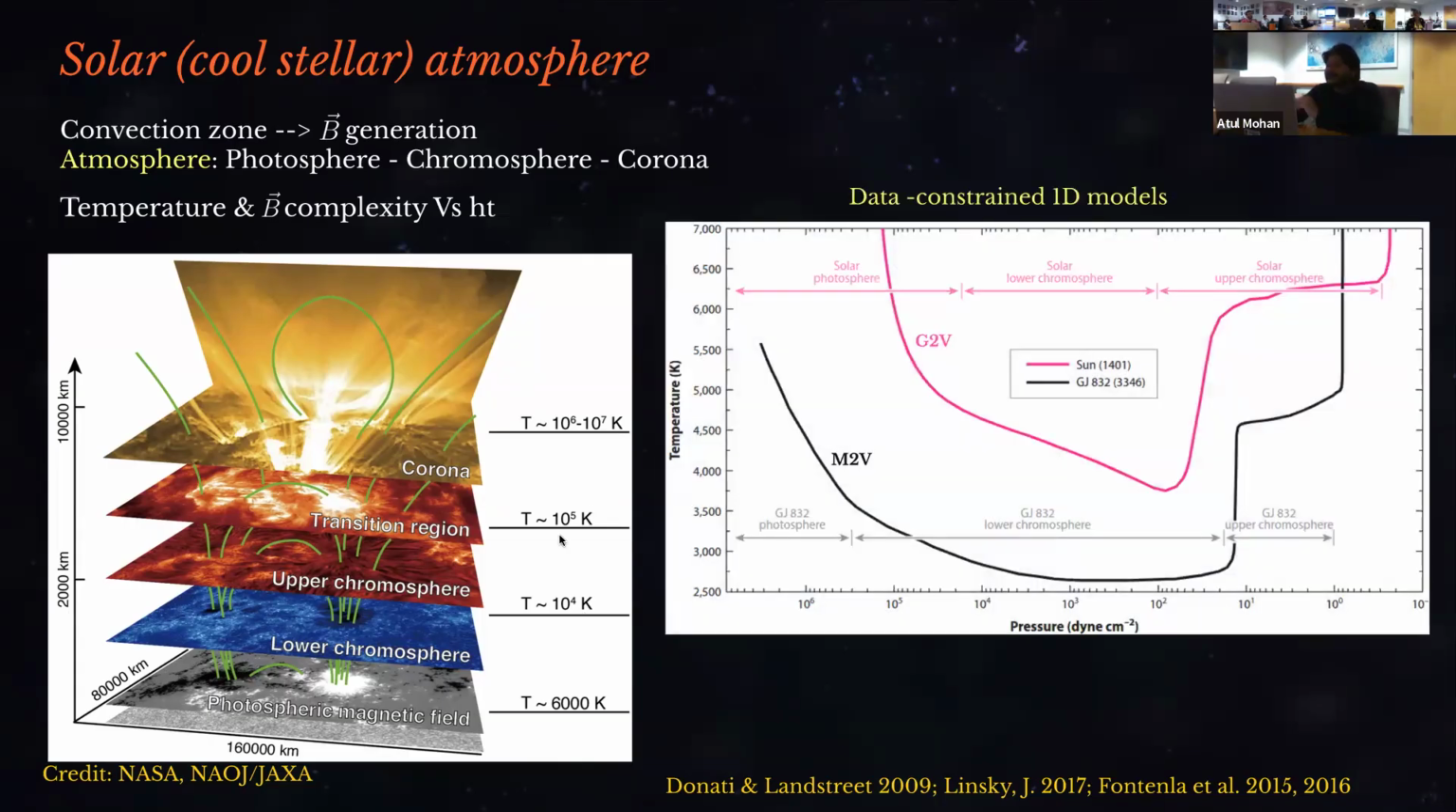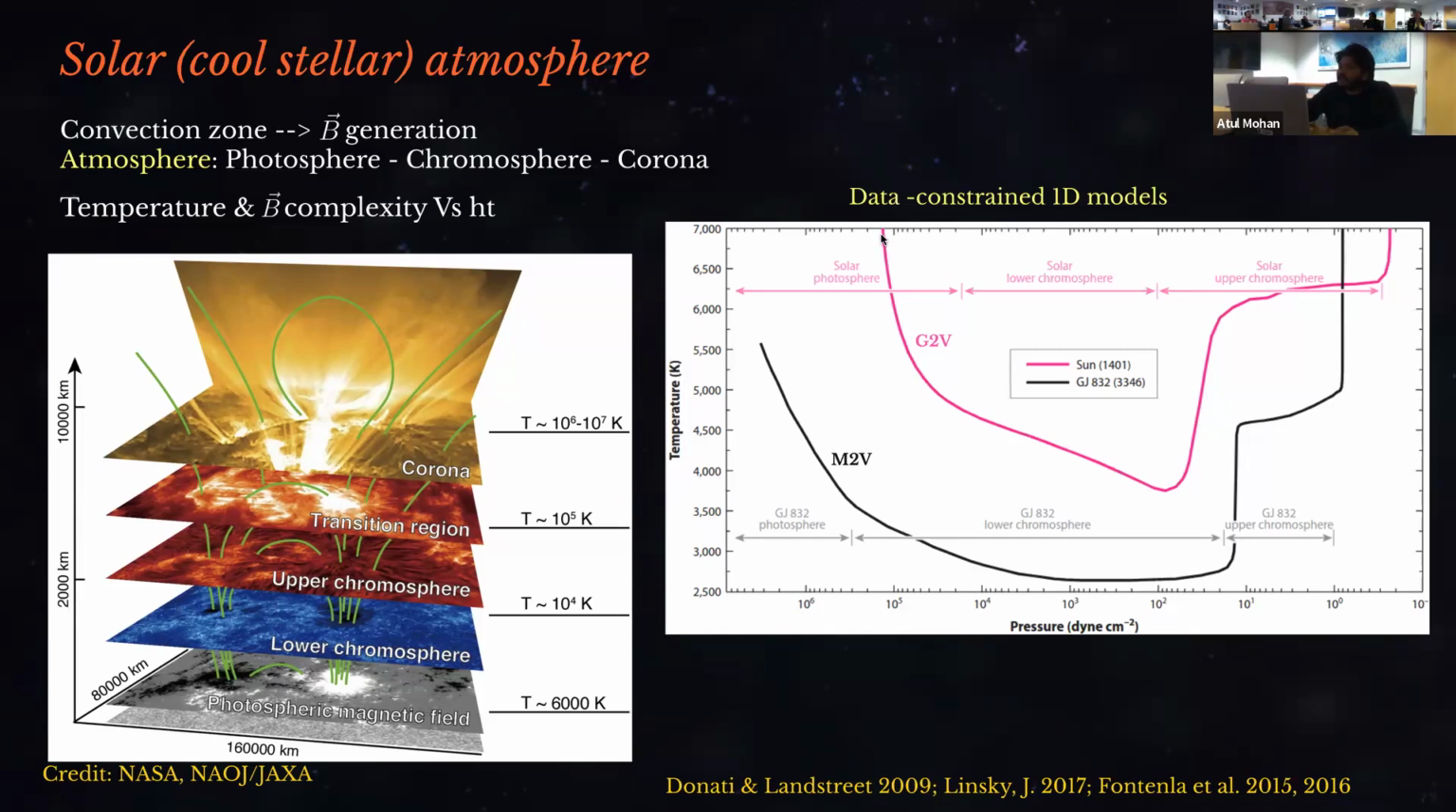Now, this is a picture from the sun, which is a G2V star, and this is the 1D atmospheric structure of the sun as you see it. On the x-axis is the pressure, or you can think of it like a scale height. So the higher the pressure, the deeper you are into the atmosphere.